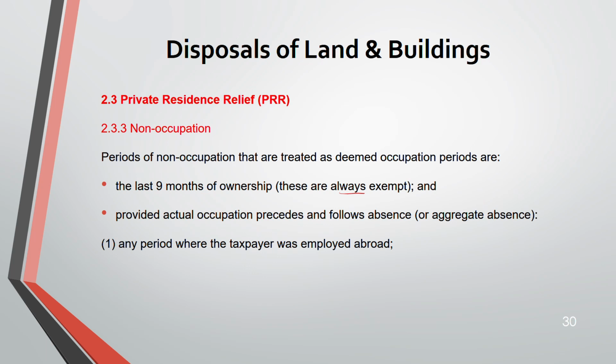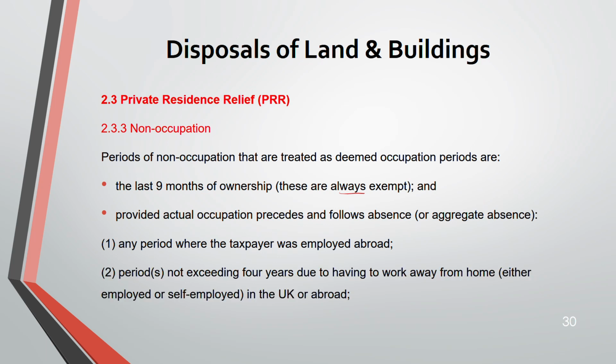Situations are given. Situation number 1: any period where the taxpayer was employed abroad. If the taxpayer is employed abroad, okay, any period you can take. Then second, the period should not exceed 4 years, due to having to work away from home. That means 48 months if you are taking. Remember, you have to take it in terms of months. 4 years means 4 into 12, 48 months. Either because you are working away from home, either employed or self-employed, could be in the UK or abroad.